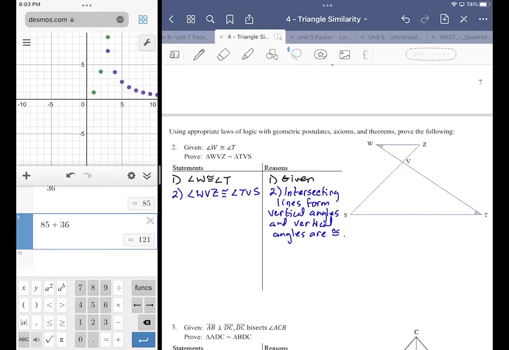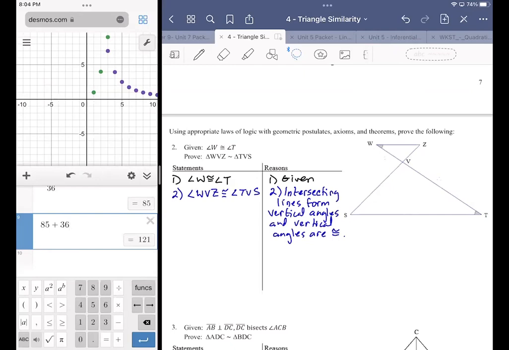The "and" allows you to create a conjunction of two statements, and as long as each part is true, the whole thing is true. Is it true that intersecting lines form vertical angles? Yes. Is it true that vertical angles are congruent? Yes. So the whole sentence is true. And that's the justification for angle WVZ being congruent to angle TVS.